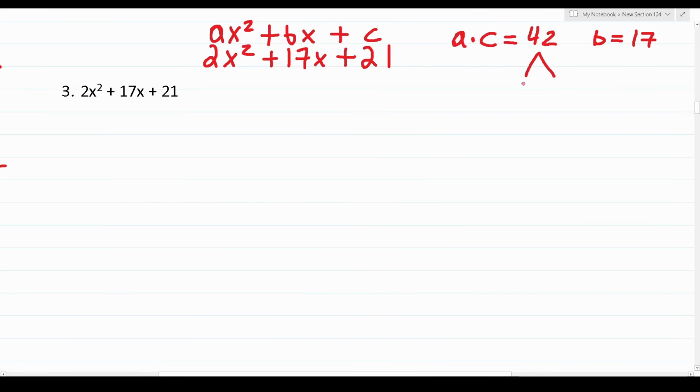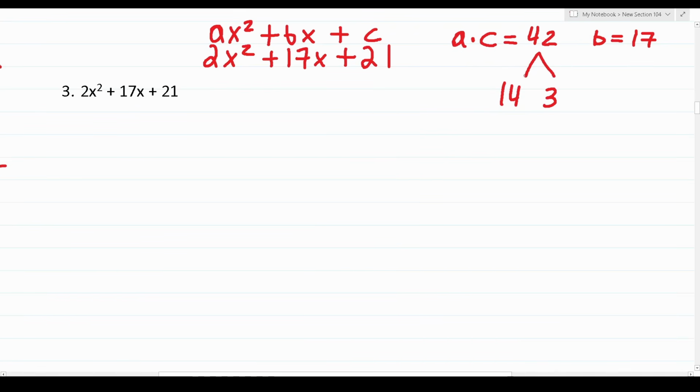So at first glance, you might be saying, well, 6 and 7. Well, 6 times 7 does equal 42, but 6 plus 7 is not 17. The 2 factors that are going to work are going to be 14 and 3. 14 times 3 is 42. 14 plus 3 is 17.